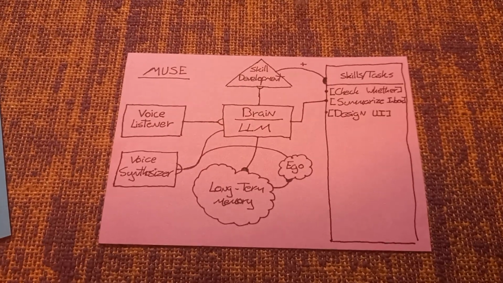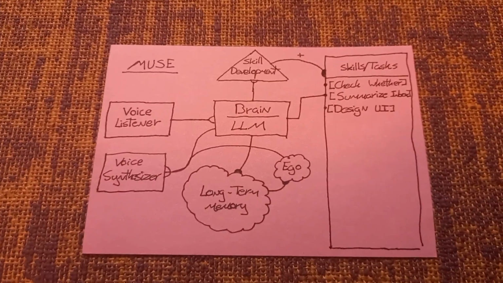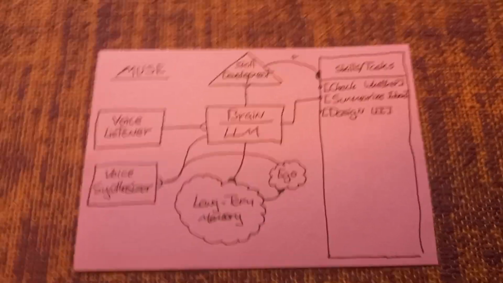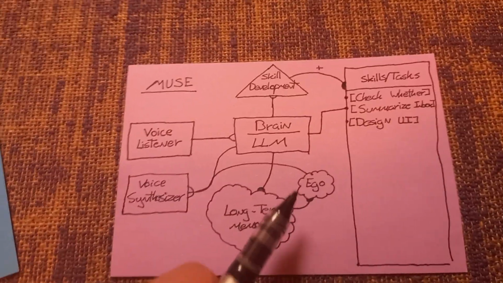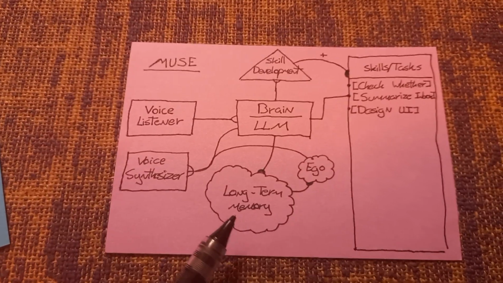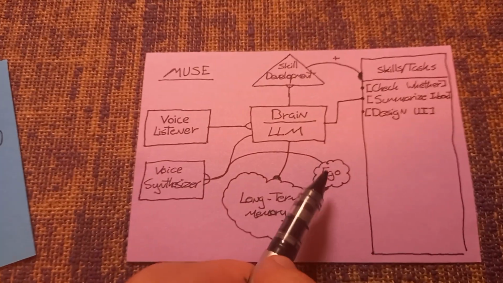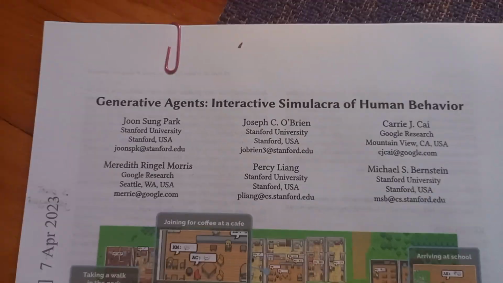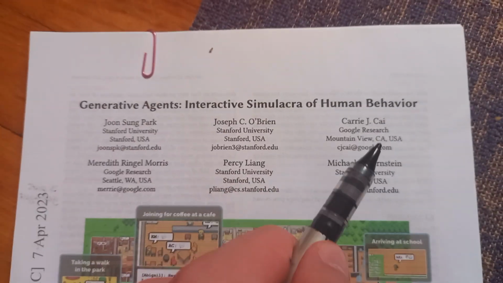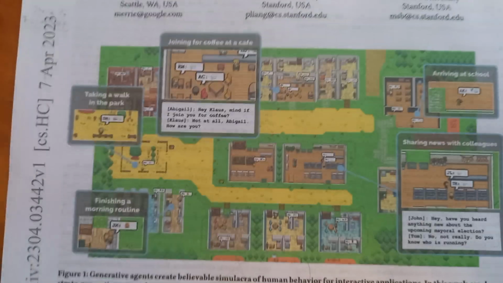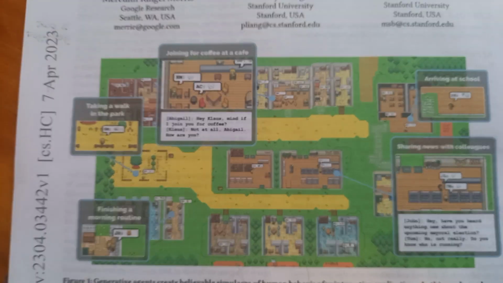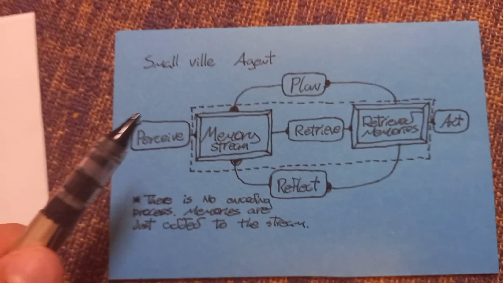Hello. I recently made a video about Muse, which is the main project that I'm working on for my gap year. In that video, I mentioned the ego and the long-term memory. One of the papers that I'll be taking as inspiration, especially for the ego, is this one, Generative Agents: Interactive Simulacra of Human Behavior, which is basically just putting a bunch of ChatGPT agents inside a town and seeing how they work.